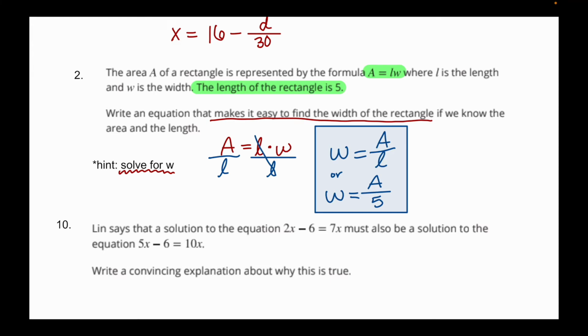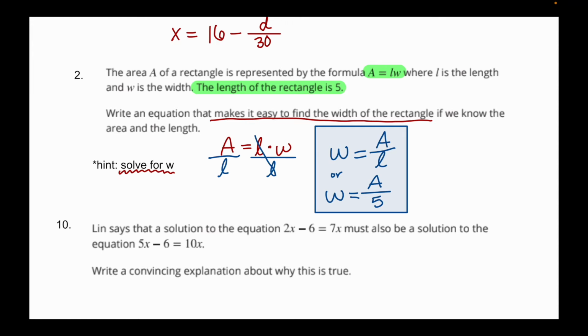So for number 10, Lynn says that a solution to the equation 2x minus 6 equals 7x must also be a solution to the equation 5x minus 6 equals 10x. So we want to write a convincing explanation as to why this is true. So why is this true?